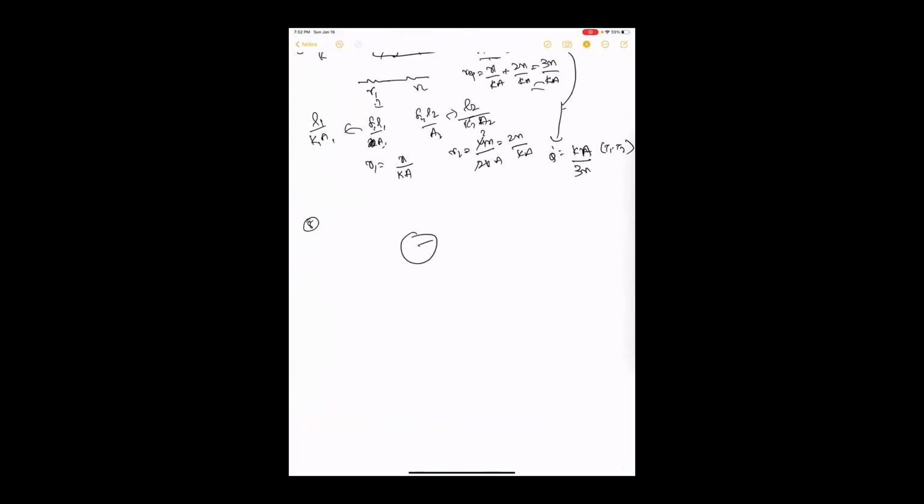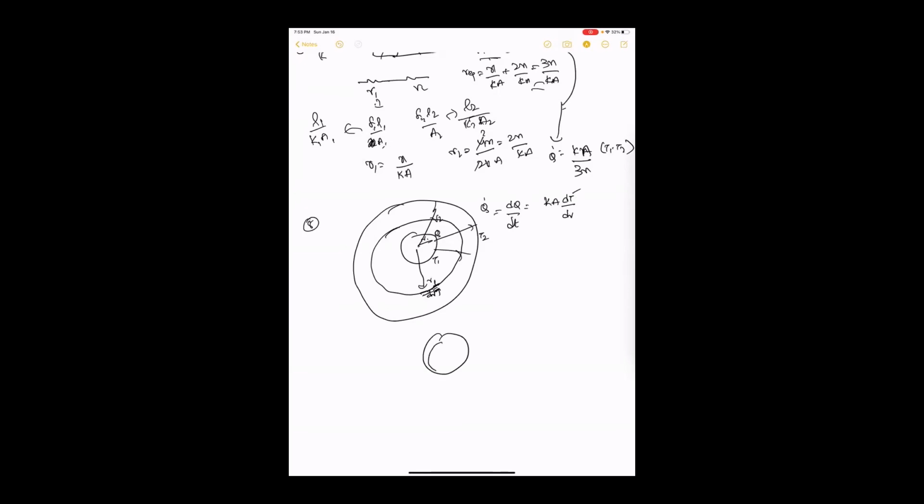There's a sphere of radius R1 and another sphere of radius R2, with temperatures T1 and T2. At every instant, whatever heat energy is coming out remains the same. So at a distance R, we take a thickness dr. For that small resistance, the heat flow per unit time, dq, Q dot, is K a dT by dr. The temperature change across the small thin shell is dT, and the thickness is dr. So K a dT by dr is the heat energy. Is that clear? The area is 4 pi r square, so Q dot is K into 4 pi r square dT by dr.